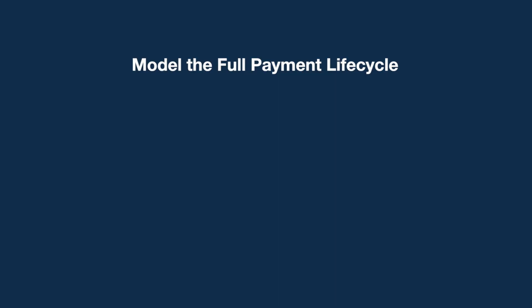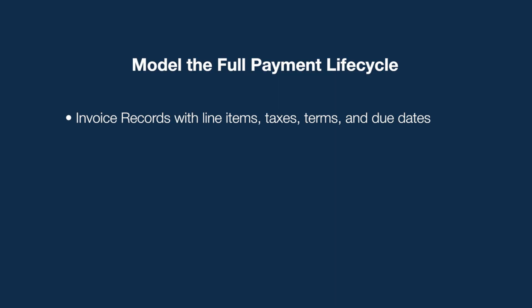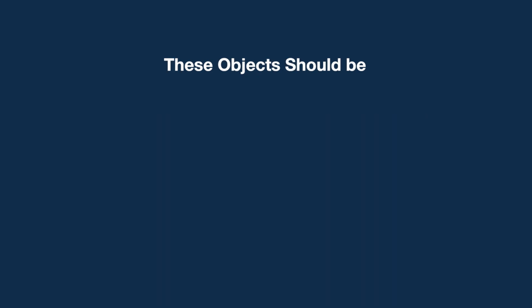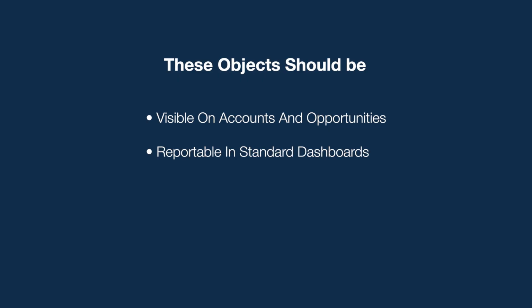In practice, that means invoice records with line items, taxes, terms, and due dates, payment records with methods, status, amount, and failures, schedules for subscriptions and installments. These objects should be visible on accounts and opportunities, reportable in standard dashboards, and usable in Flow, Apex, and AI. With Kulturra, invoices, payments, and schedules are native Salesforce objects, not opaque sinks. RevOps can segment, report, and build processes directly on top.